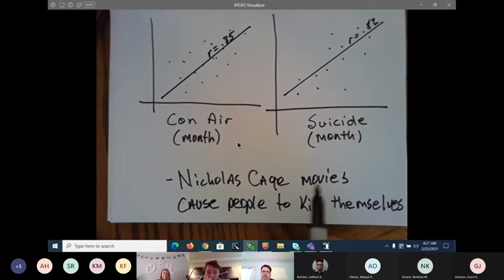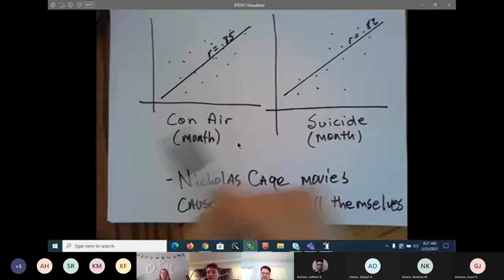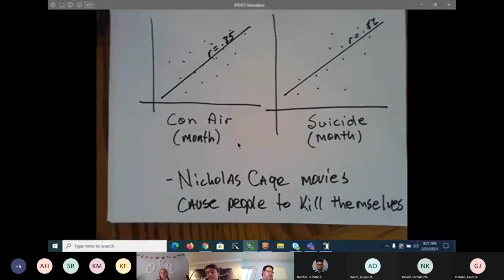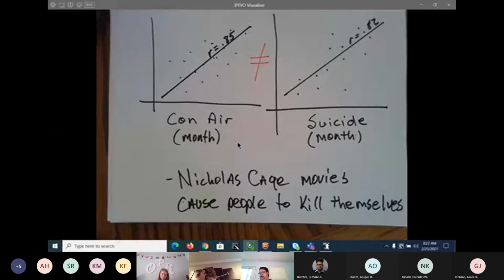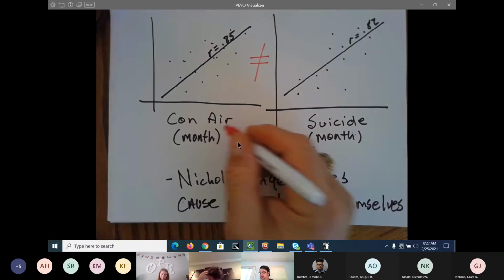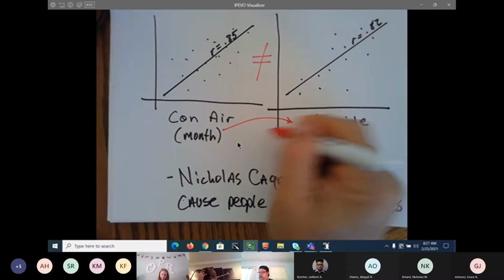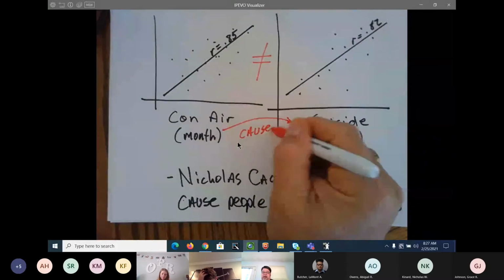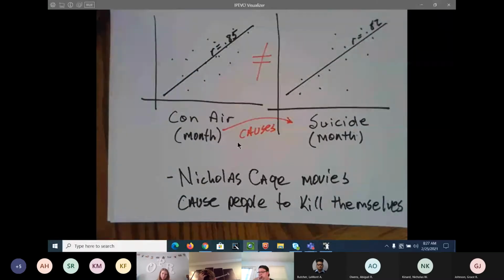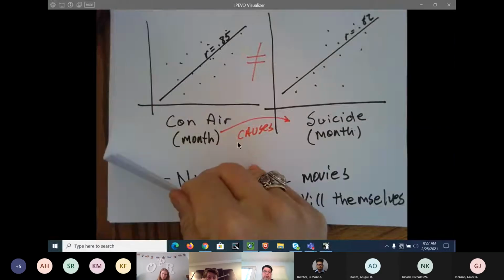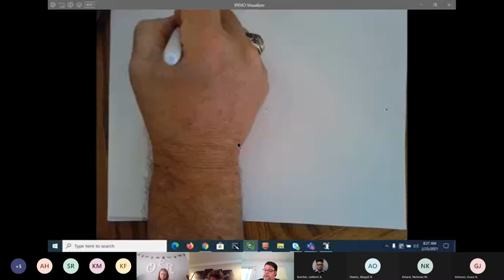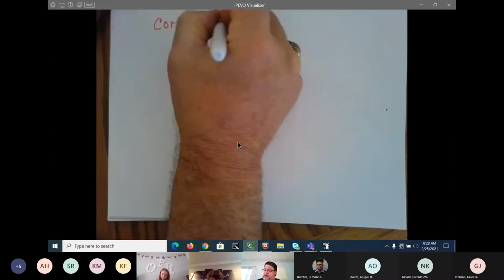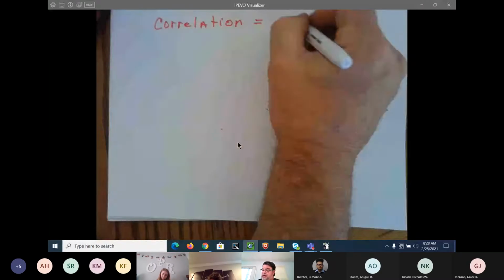No, you can't do this. This is not possible. You can't just go out and match up two graphs and say, oh, well, this causes this. You can't do that. Now we're going to write down a very important rule about causality. I'm going to write it in red, so that means it's very important. Correlation does not always equal causality.